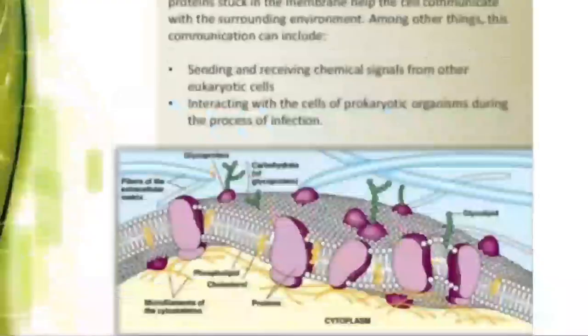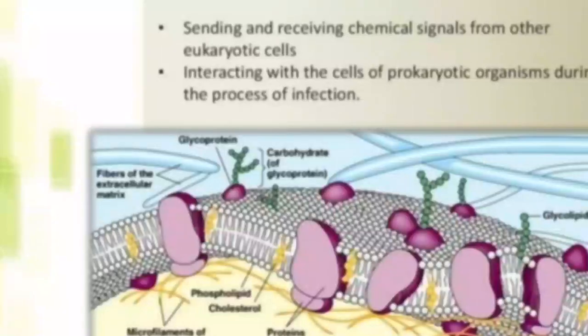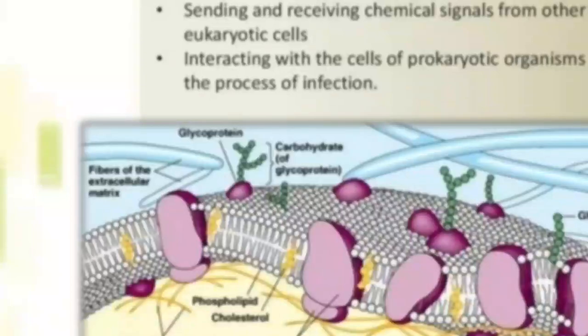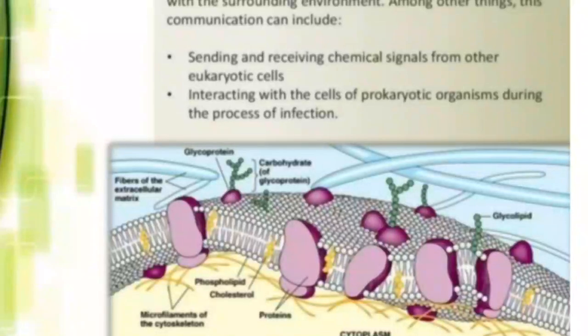See here the structure of the plasma membrane. It is a phospholipid bilayer with proteins and cholesterol embedded in it. A phospholipid is a lipid made of glycerol, two fatty acid tails, and a phosphate-linked head group.